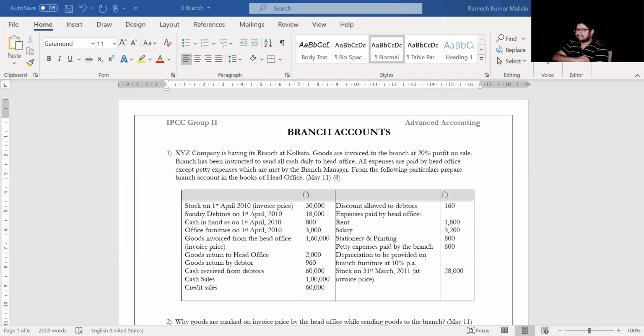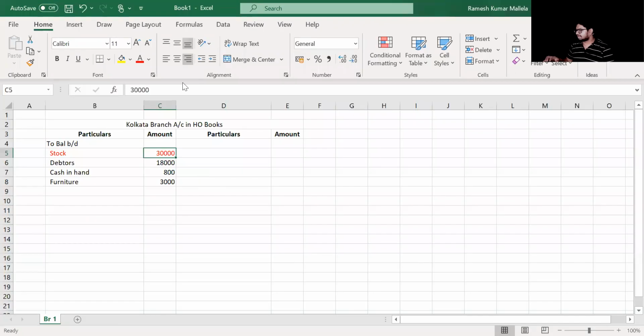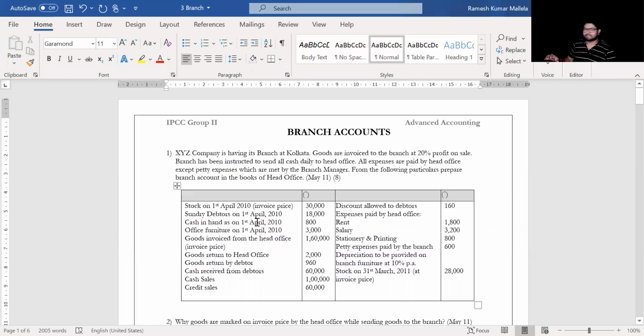Now, with respect to opening balances, out of all these, only the stock account is something I am sending at a marked price. Stock account alone, I'm sending at a marked price. And he says in the question the markup which is being done. I hope you guys are able to see the screen now. I think I did not share the Excel sheet earlier. Let us read the question once. Yeah, sorry guys.